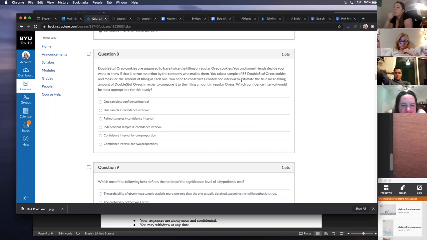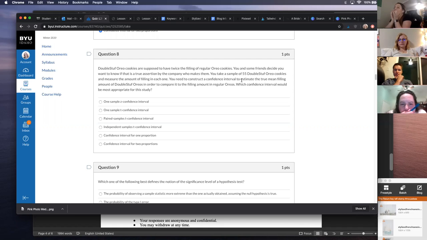So because we're estimating the true mean, is it quantitative? Yeah, so the amount of filling in each one can be more than just yes or no. Right, it can be a whole bunch of different numbers. Yeah. So, yep, you're right. It's quantitative in this case. I hope that makes sense to everybody?